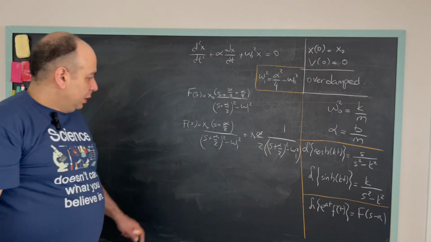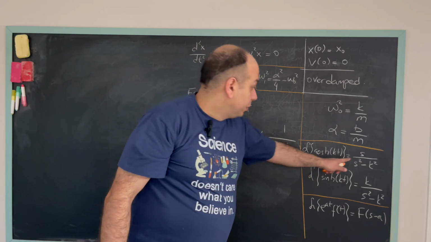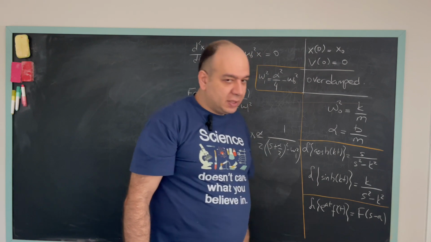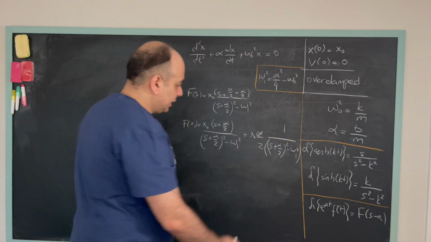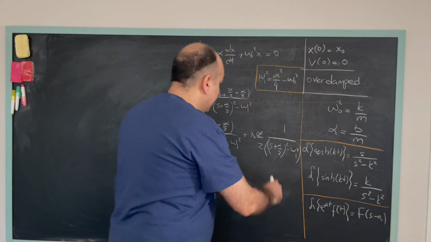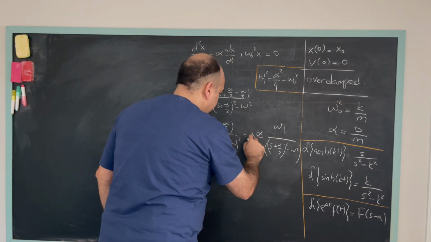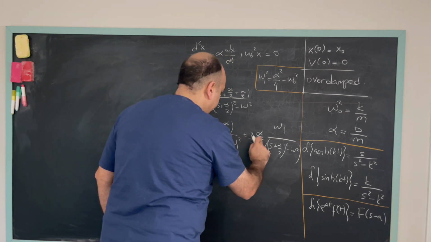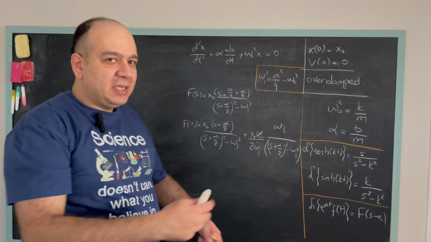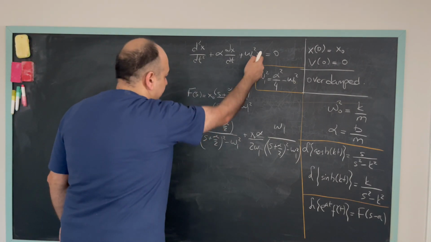So the first term looks like the Laplace transform of cosine hyperbolic function. However, the second term kind of looks like the Laplace transform of sine hyperbolic, but I am missing one omega 1 here, right? This k over s square minus k square. So I will just multiply this with omega 1 and divide it by omega 1, so this is 2 omega 1 here. Okay. So now if I take the inverse transform, what we get is actually x of t.